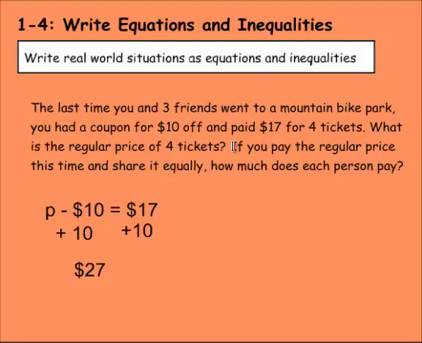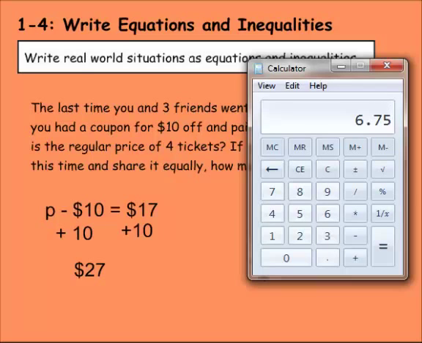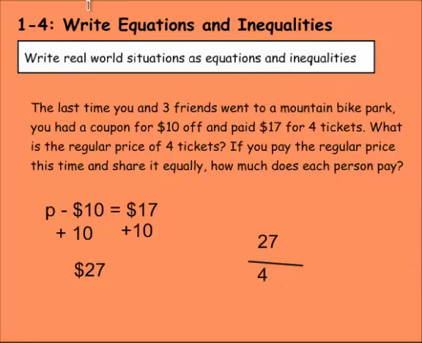How about the second part? If you pay the regular price this time and share it equally, how much does each person pay? So if you're paying $27 over 4 people, that would be 27 divided by 4. 27 divided by 4 would be $6.75. So this would be part 2 to your answer. You're paying $6.75, you could say, per person.